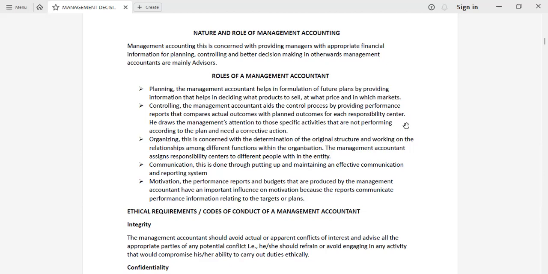An example you can look at is the accounts assistant. You find that an accounts assistant in an organization reports to an accountant. Then the accountant reports to the finance manager or the CFO. And that alone creates a flow of information.